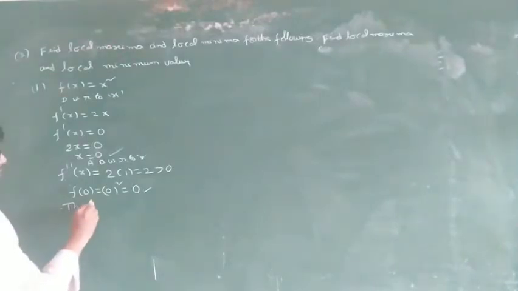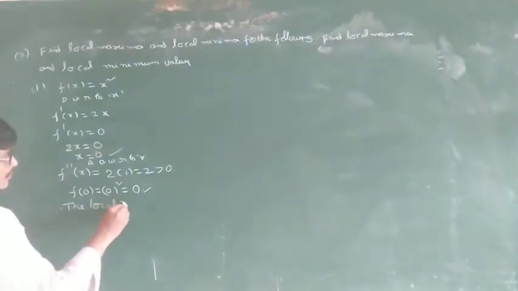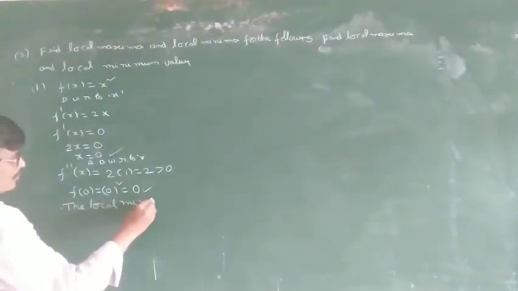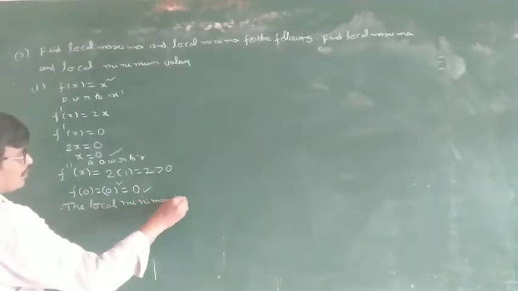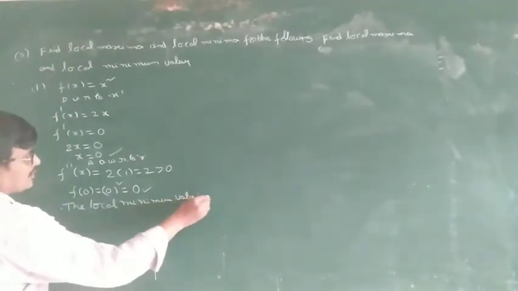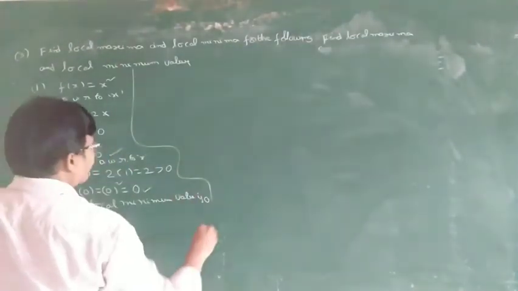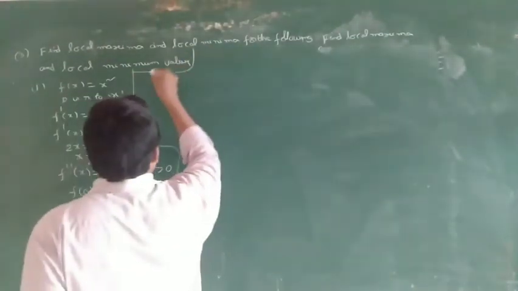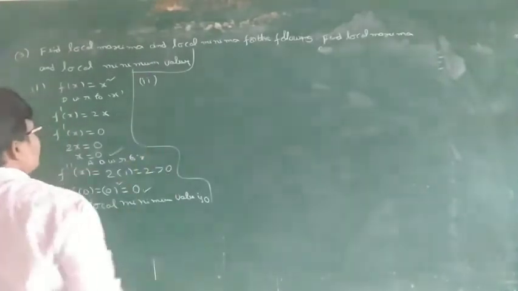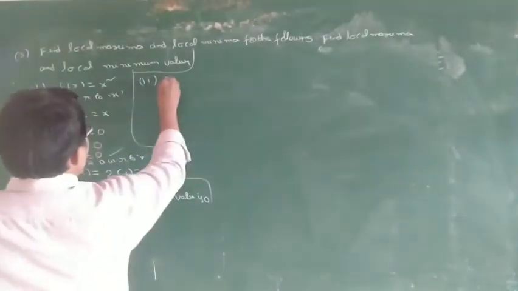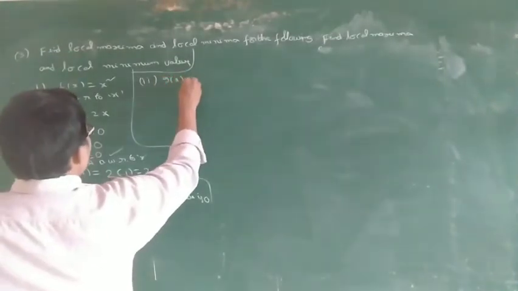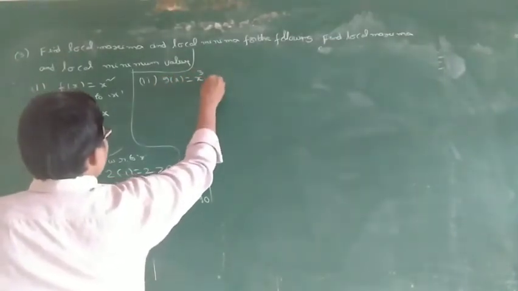So the local minimum value is 0. Okay. Next, at the same time, second problem, g of x is equal to x cube minus 3x.